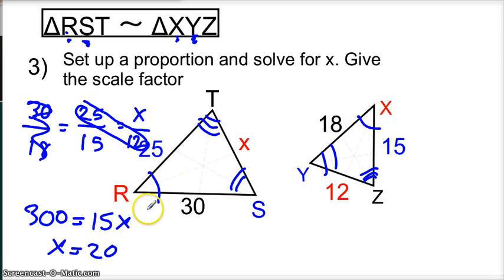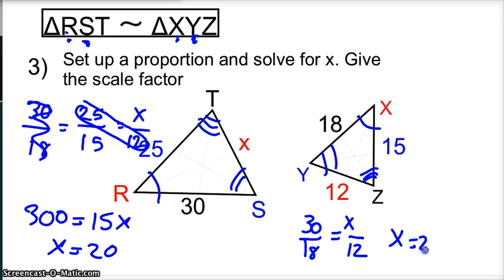If you wanted to use a different proportion, we could have used the 30 over the 18 equaling x over 12, and it should give us the exact same thing. 30 times 12 equals 360, divided by 18 gives us 20 as well. So there are multiple different ways to use these fractions and set up these proportions.